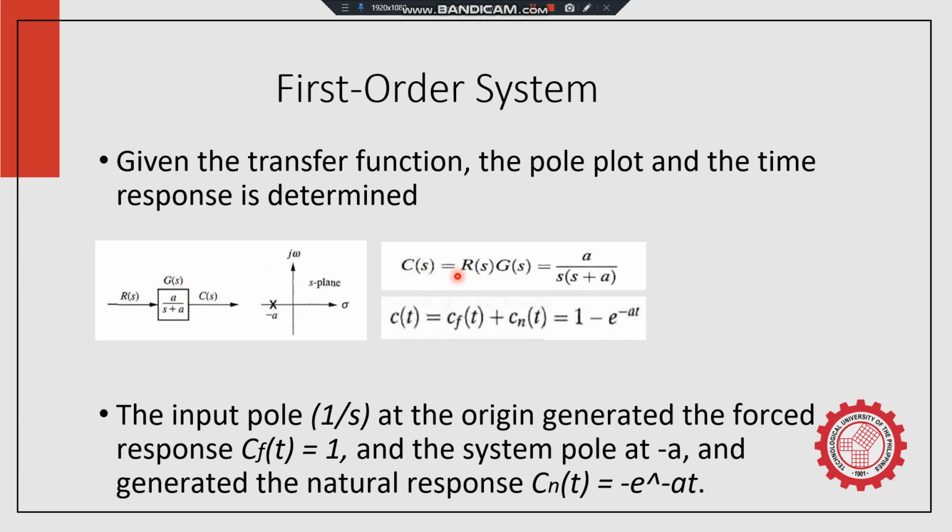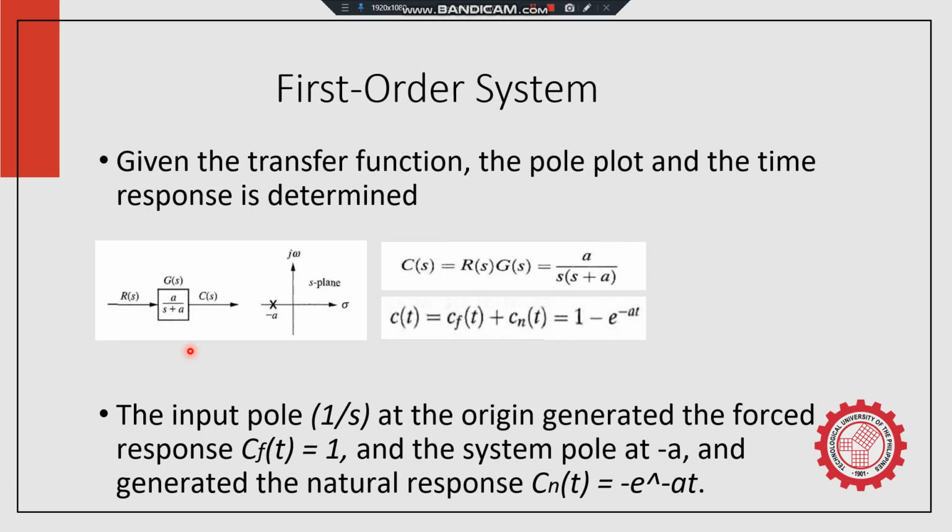As we all know, the output transform equation is C(s), which is R(s)G(s). Once more, if we use a step function for the input, 1 over s, then our C(s) will be like this. Getting the inverse Laplace of this, inverse Laplace of 1 over s, we get 1. And inverse Laplace of 1 over s plus a is e raised to negative at.